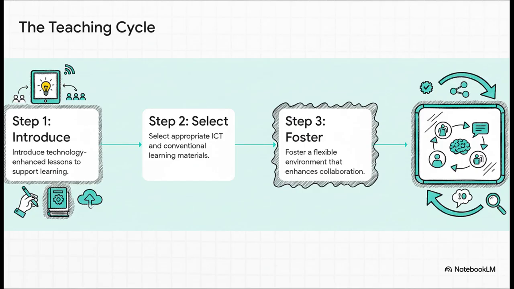Step 2, select. This is huge. Choose the right tool for the learning goal, not just the shiniest new app. Step 3 is to foster. Use that tech to build a classroom that's more collaborative and flexible. And that leads us to what is honestly the most important part of the whole cycle, which is reflection.